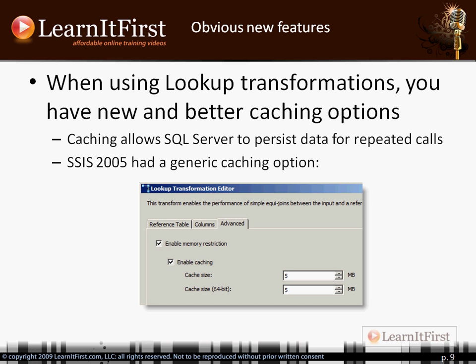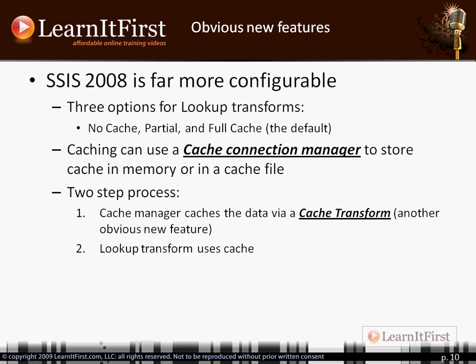What you're seeing on the screen here is the old SSIS 2005 caching for the lookup transformation. You can see we really couldn't do a whole lot except specify the cache size, the maximum amount of the cache size. So in SQL 2008, we now have three different options for caching. We can choose no cache, partial cache, or full cache, which is the default. Now we also get a new feature called the Cache Connection Manager, which allows us to make a connection to a file.